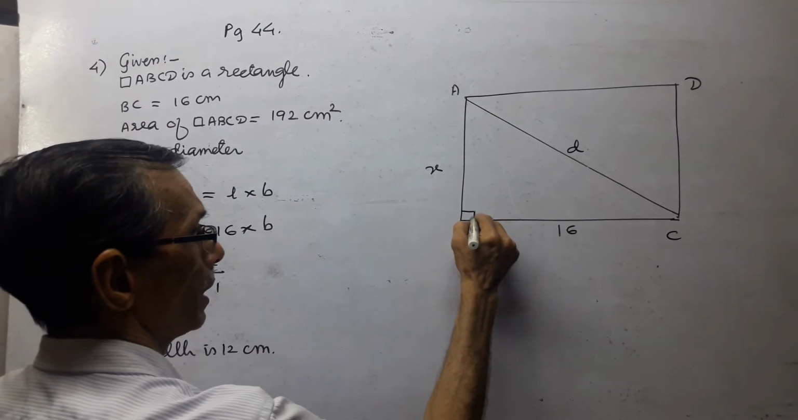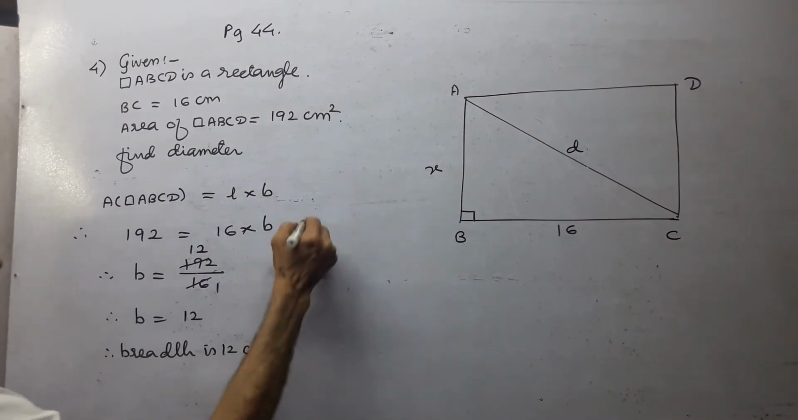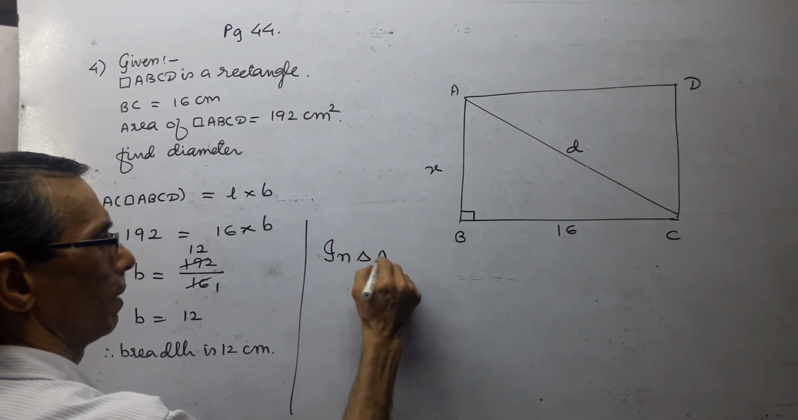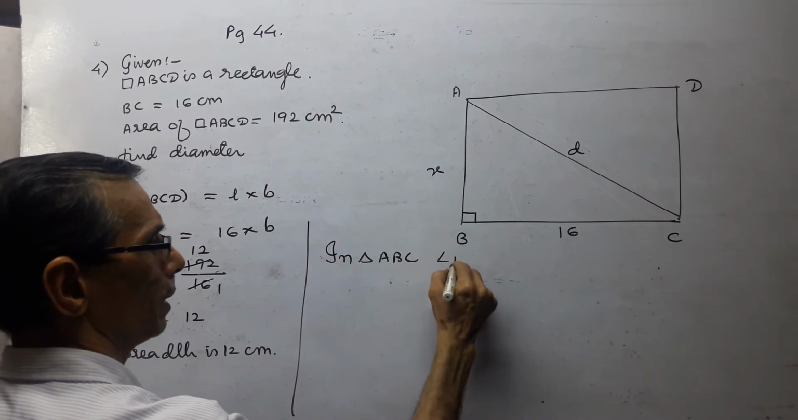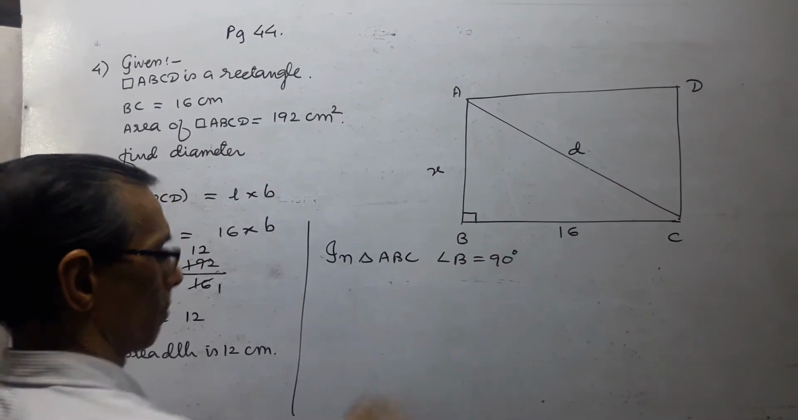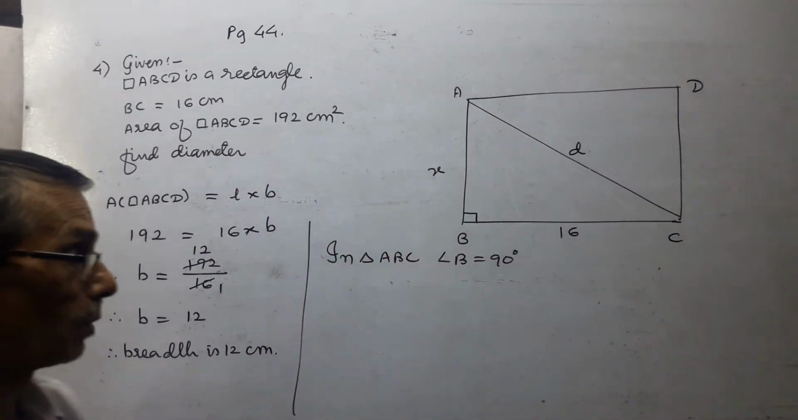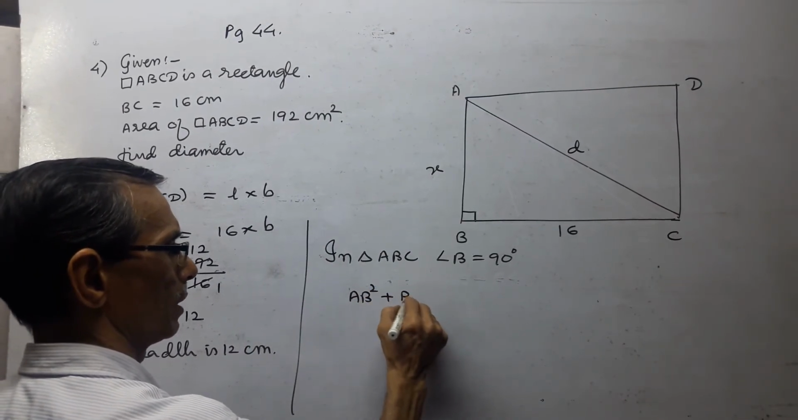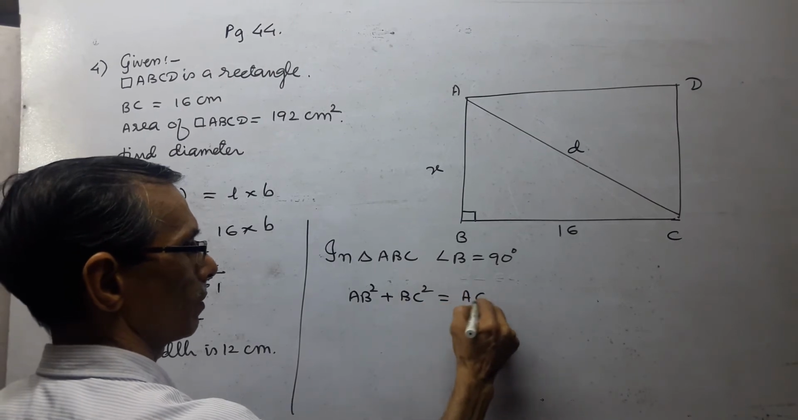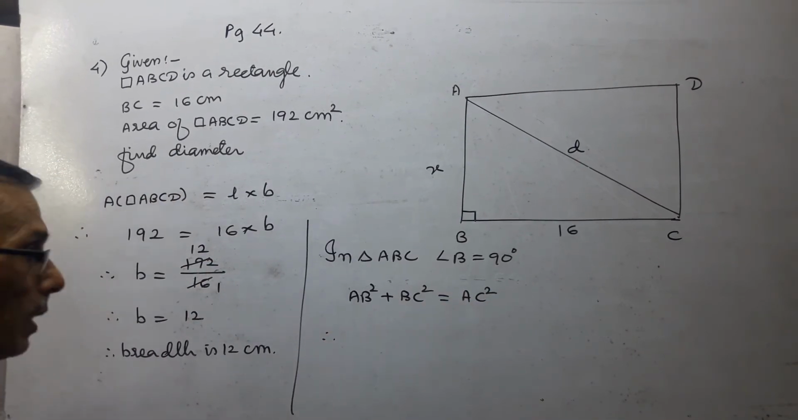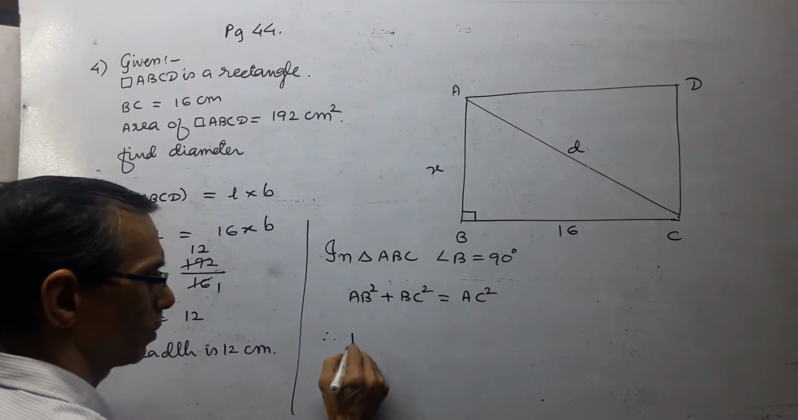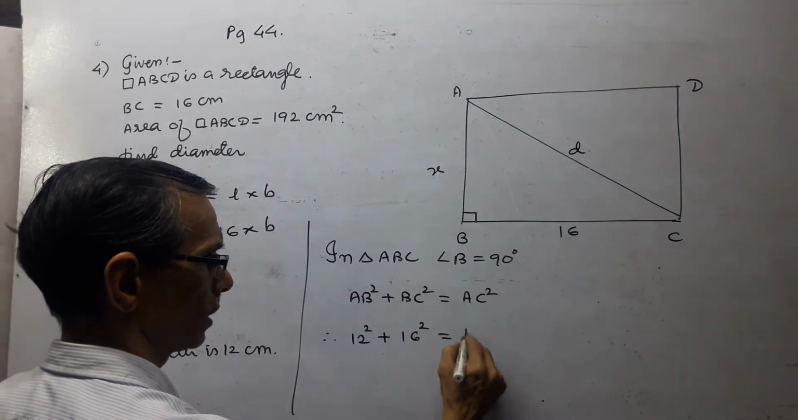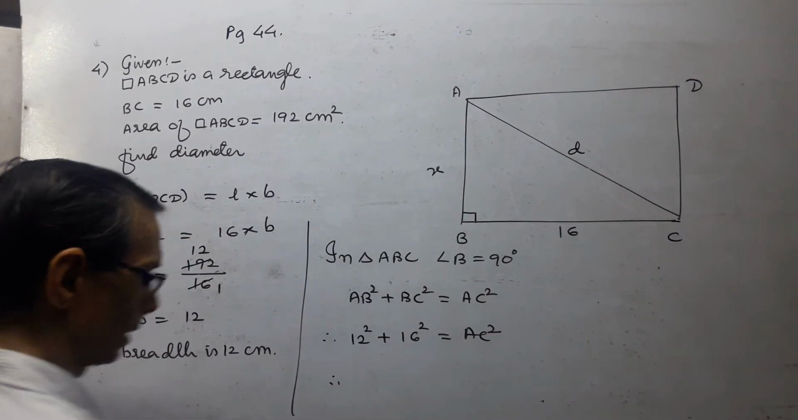Achha, but we know that length and breadth make a right angle triangle, and therefore in triangle ABC, we know angle B is 90 degree, and therefore we apply Pythagoras theorem. Therefore AB square plus BC square is equal to AC square. AB is equal to 12, the breadth, so 12 square. BC is 16, so 16 square is equal to AC square, which we do not know, we have to find out. So write AC square as it is.